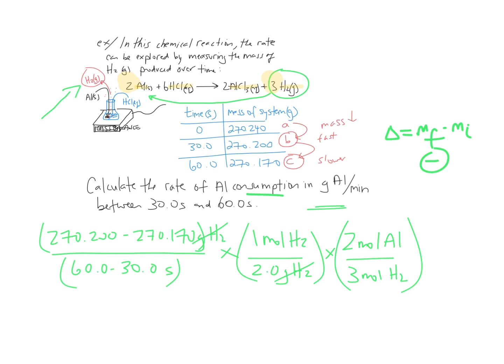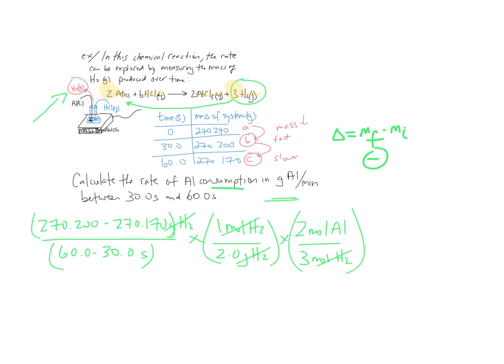Next factor. Okay, so now we have it in moles of aluminum per second, right? That's currently our unit. We are going to stack up some more conversions here. So we don't need it in moles of aluminum. We need it in grams of aluminum. So use the relative formula mass of aluminum. It's 27 grams per mole. Cross out, cross out. That will now put our value into grams of aluminum per second.